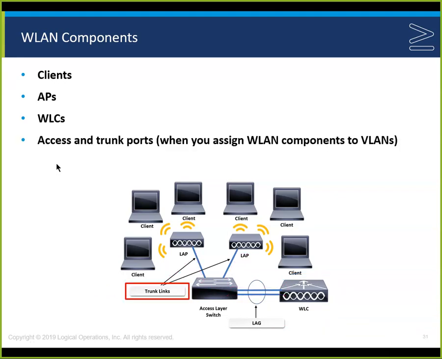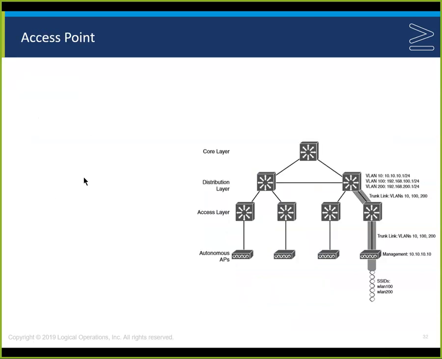Access ports and trunk ports, when we assign the wireless LAN components to the VLANs. You can try these things out and see if they work, but when you have multiple SSIDs mapped to multiple VLANs, you have to have trunk ports in order to allow all of the different VLANs to communicate on it. Then link aggregation groups if we need them. And again, why would we want them? Because we have the communication from all of our different access points, in this case lightweight access points, that are then going to be sending information to the wireless LAN controller.